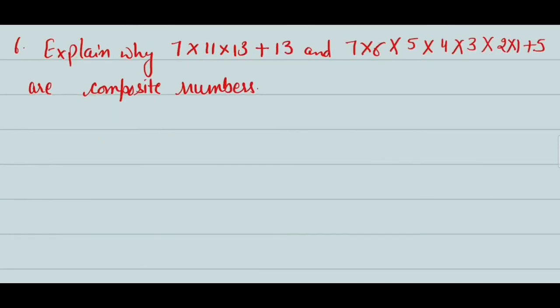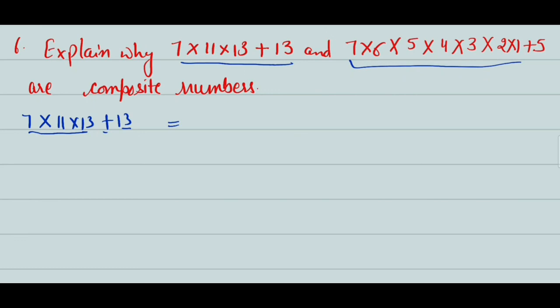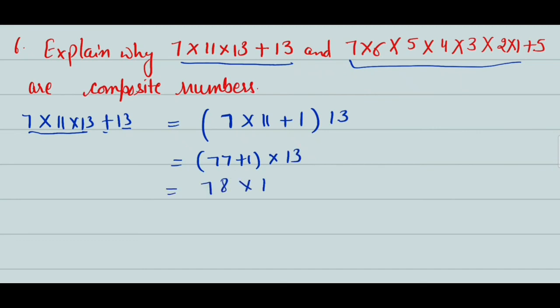Next question: we have to explain why these numbers are composite numbers. First I will write 7 into 11 into 13 plus 13. See here, we have a plus sign and this is multiplication. So we can take this 13 out, and inside we are left with 7 into 11 plus 1, into 13. This will become equal to 77 plus 1, multiplied by 13, which is equal to 78 multiplied by 13.